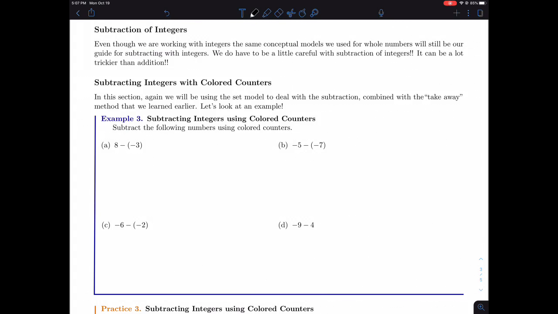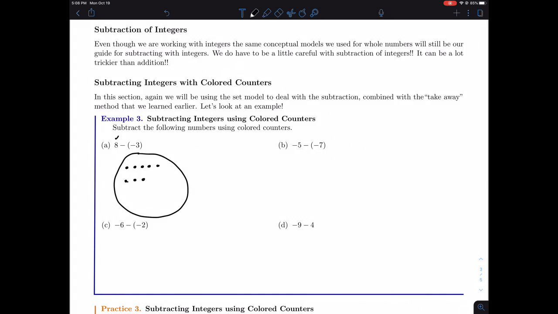So this comes up on the very first problem. Let me show you what I mean. In this first problem, we want to take 8 minus -3. What I want to do is first draw my first number. You always start with the first number, which is 8. Since it's positive, I want to represent 8 with 8 black dots. 5, 6, 7, 8. All right, so there's my 8 black dots.